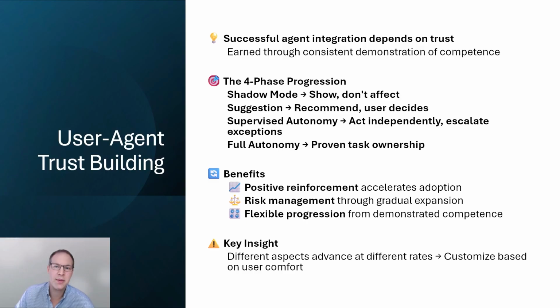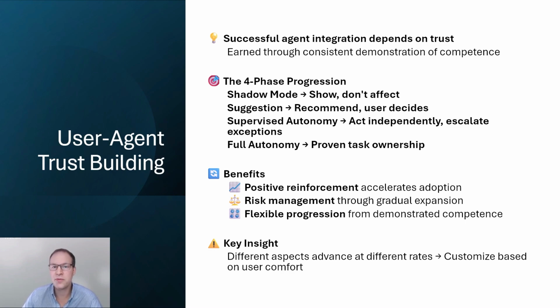You can start implementation with the agent operating in shadow mode, performing tasks alongside humans without affecting the actual outcomes. Users can then see what the agent would have done and compare it to their own decisions. This builds confidence when they align and they understand the differences when they diverge. Next comes the suggestion phase, where the agent provides recommendations that the user can accept, modify, or reject, with the agent learning from these interactions.